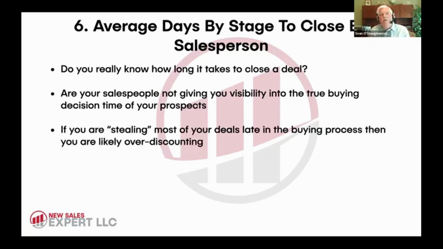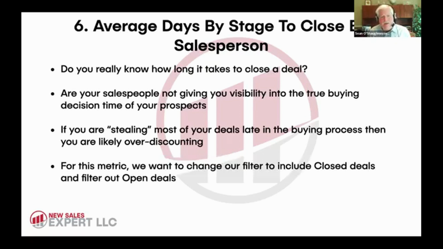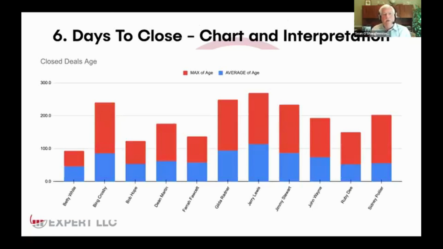And potentially you are over discounting to steal those deals. If you have deals that close really fast and everybody else takes a long time, well, what's my discount problem happening here? Are we just having a hard time with doing that? And for this metric, we want to change the filter. So all the other ones were for open deals. This one is on closed deals, right? So we're going to change the filter in the spreadsheet or in the CRM system, look at closed deals. So closed deals age. It's a really great metric.